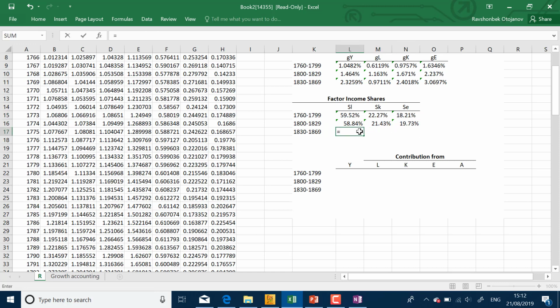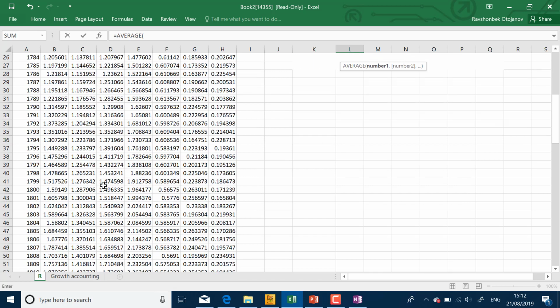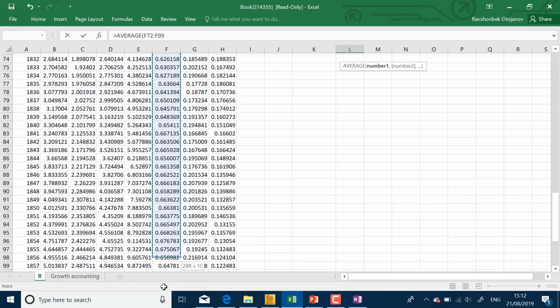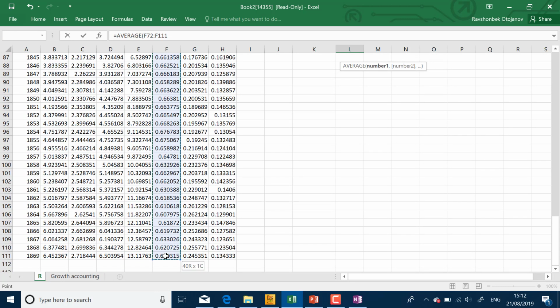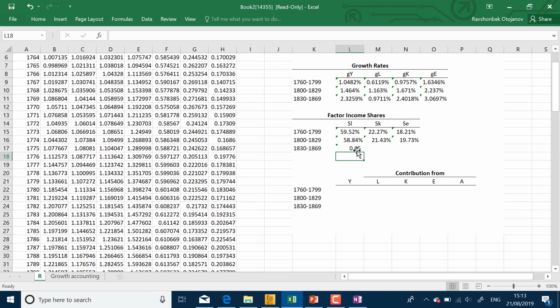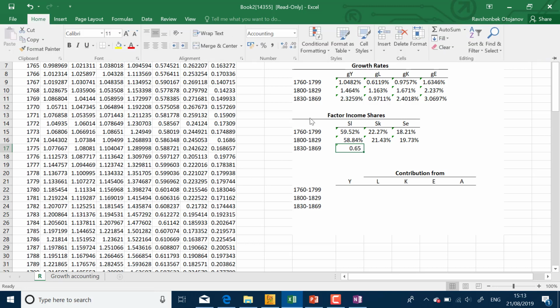And next we do the last period, so the average between 1830 to the next. So there's a little bit of increase in the share, I think. Yeah, the 65, that's actually quite a large jump. So that means workers earned more in this period than in the previous period.